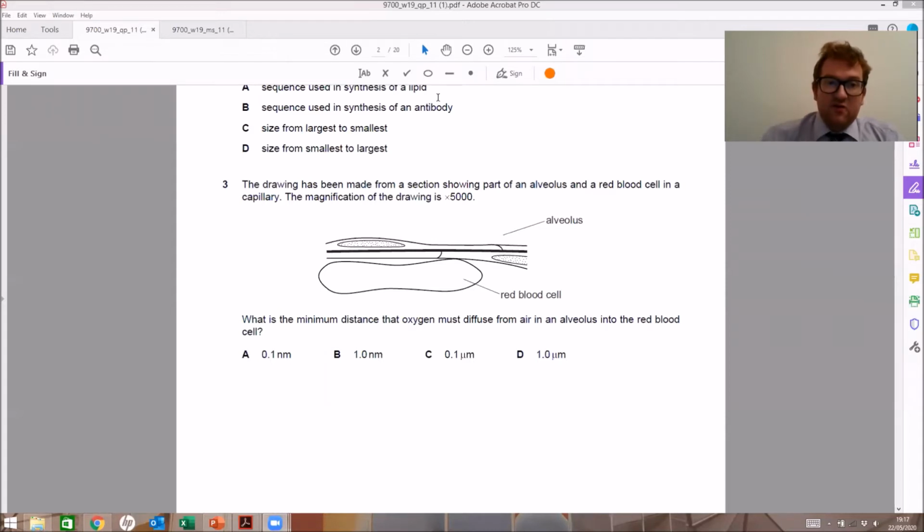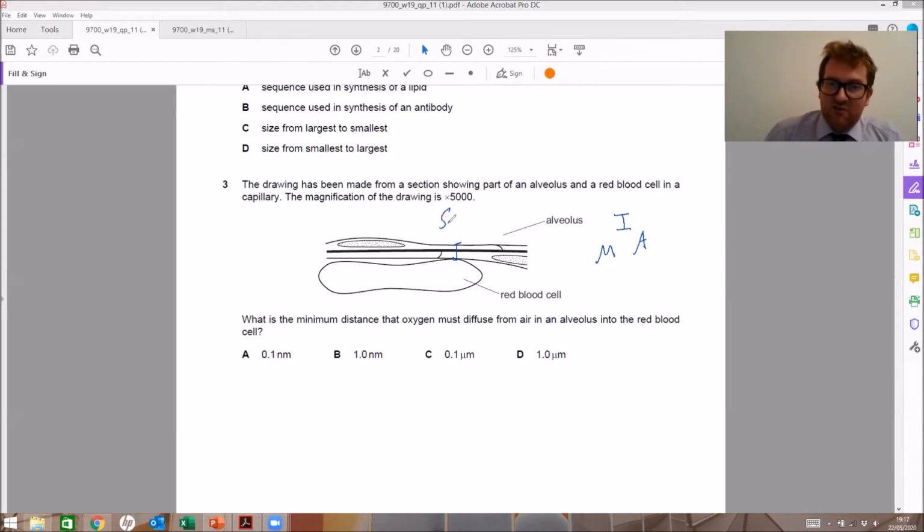Question 3. The drawing has been made from a section showing part of an alveolus and a red blood cell in a capillary. The magnification of the drawing is times 5,000. The question is asking, what is the minimum distance oxygen must diffuse from the air in an alveolus into the red blood cell? The minimum distance would be this location right here. If we remember our formula, you've got your magnification triangle. We've been given what M is already, and we can work out I based on the value of this measurement here.